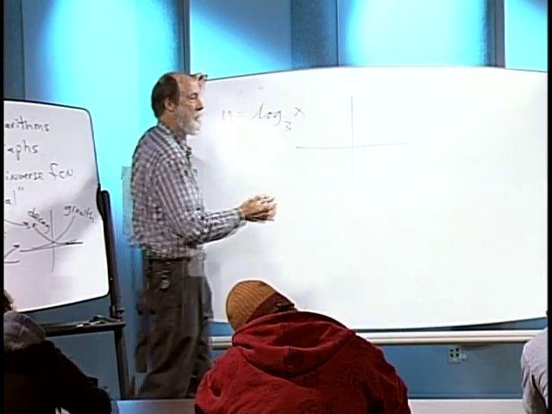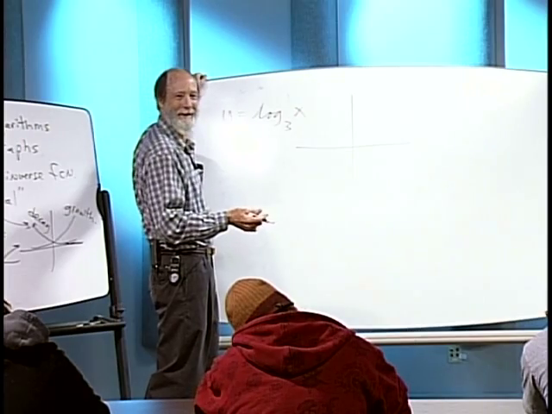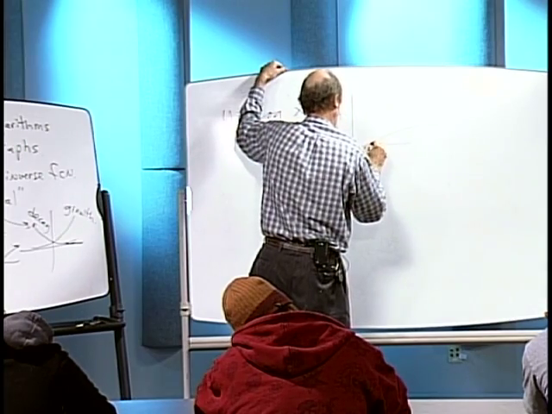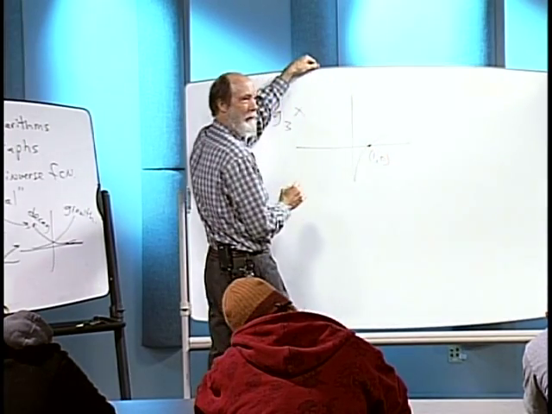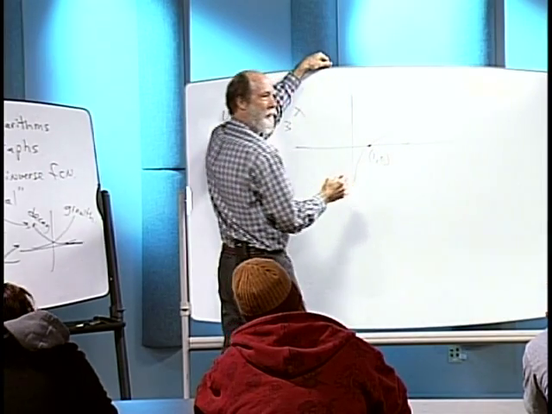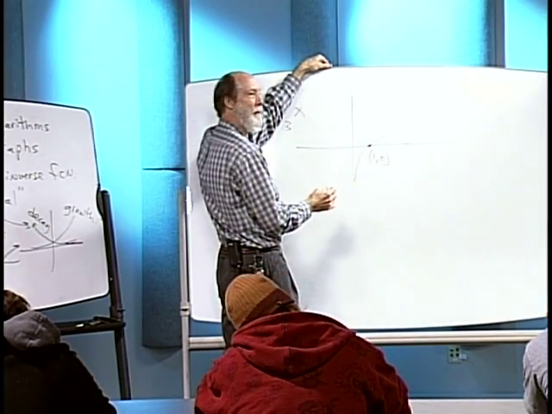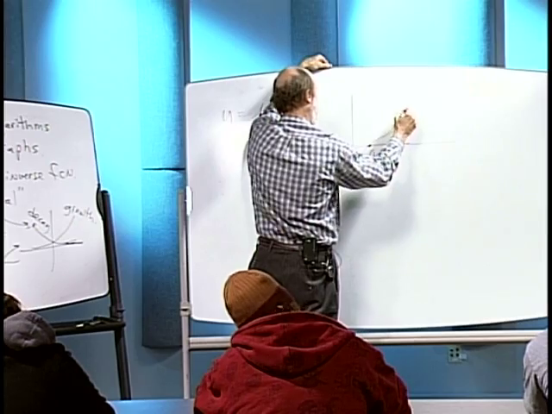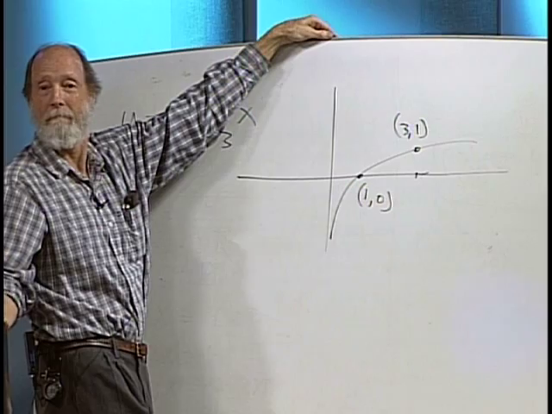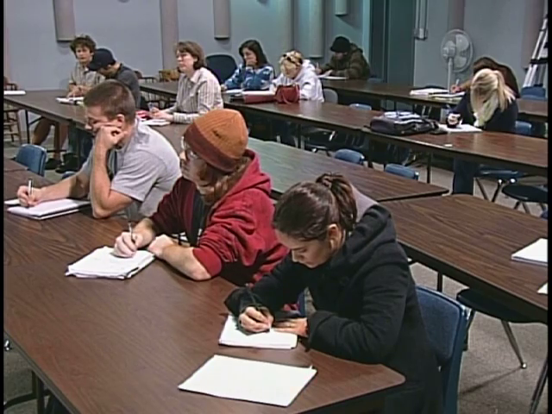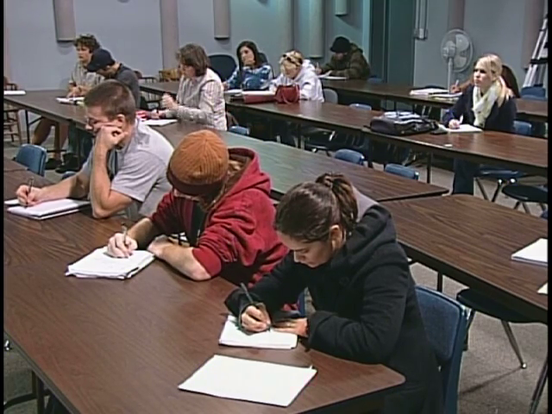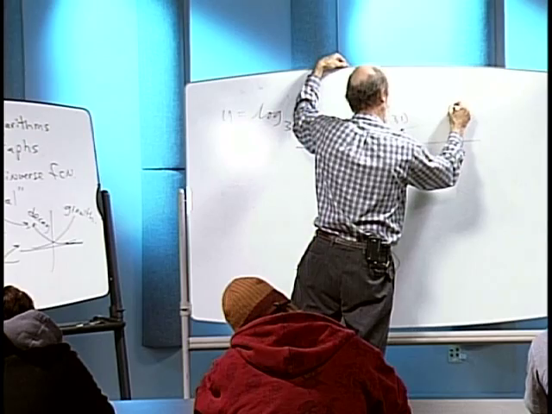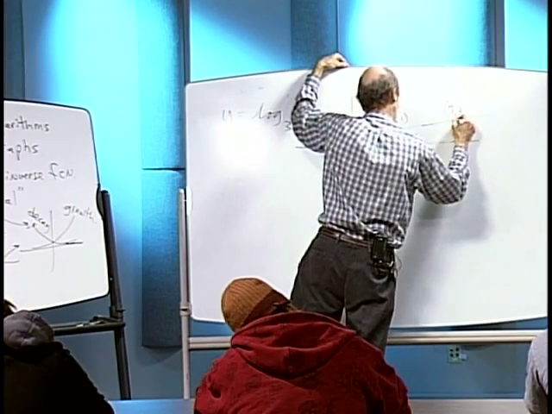Time's up. Okay? So, the graph looks like this. There's one point labeled. Somebody want to give me another point? Max? 3, 1. Right? 3, 1. Perfect. And another one, somebody? 9, 2. Great. Sounds like you're listening. That's good. Okay. 9, 2.